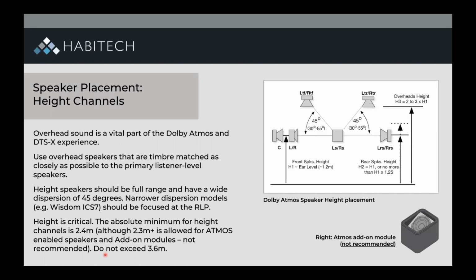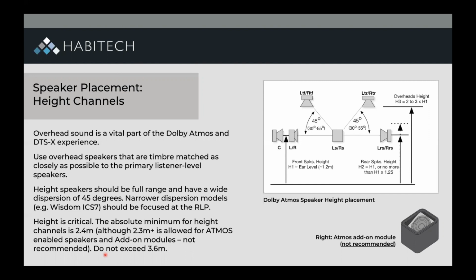Height is absolutely critical, and the minimum height for Atmos heights is 2.4 meters. You can have 2.3 meters if you use Atmos enabled speakers or add-on modules like those on the bottom right of this page, but we don't recommend those. They're really a kind of bodge to get around the fact that some people can't install in-ceiling speakers, and they rely on firing sound at the ceiling and reflecting off the ceiling, which brings in all sorts of acoustic nightmares into the environment. So avoid at all costs if you can.